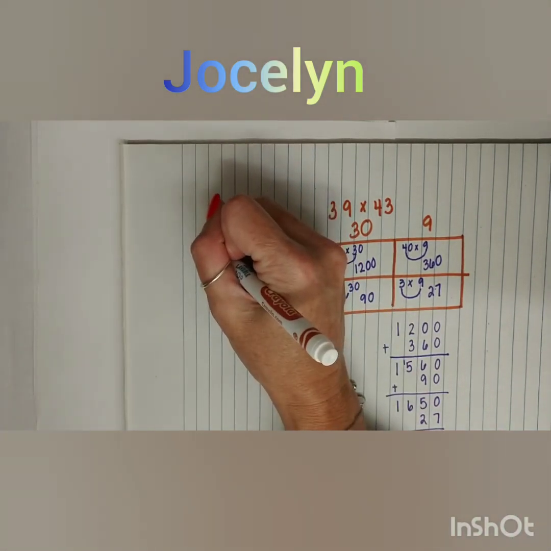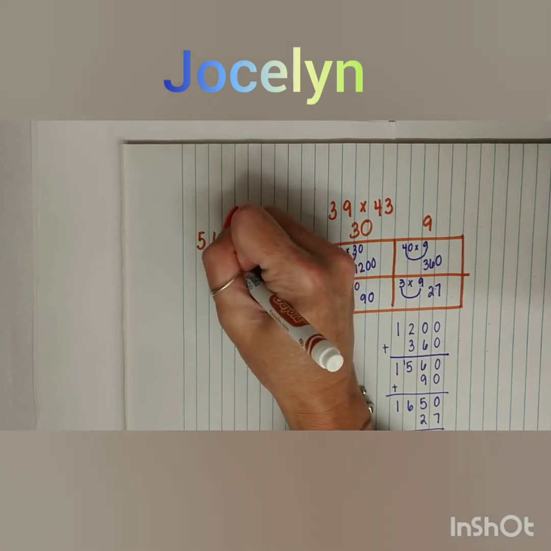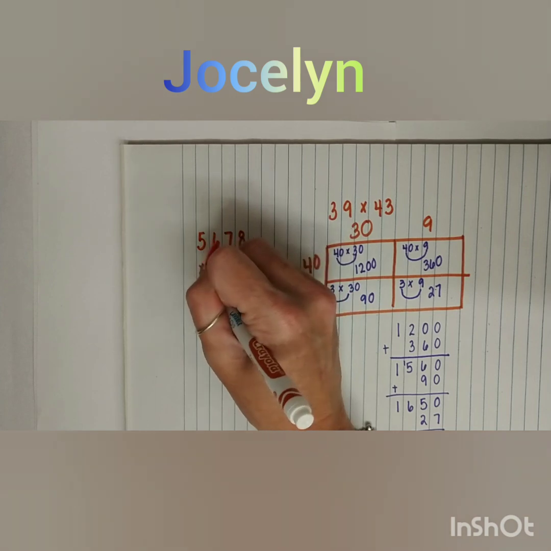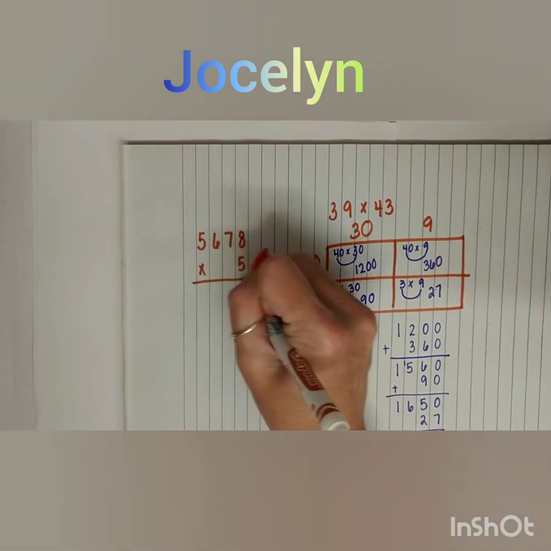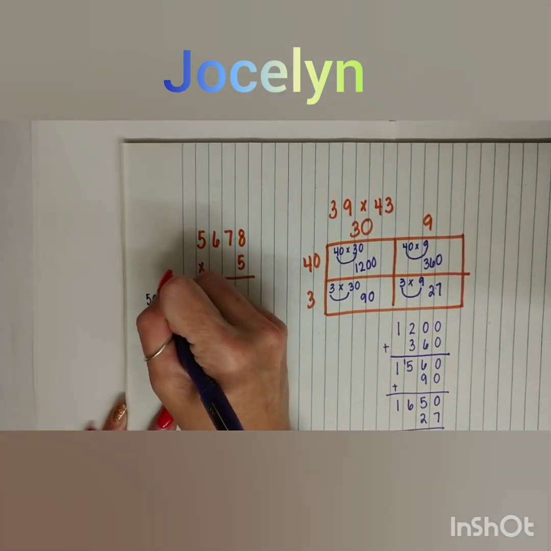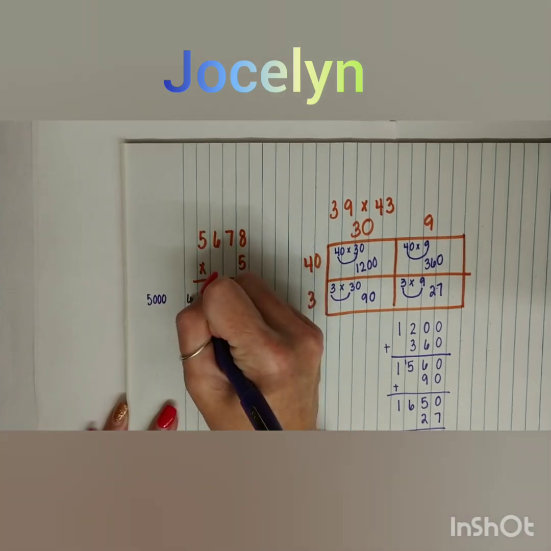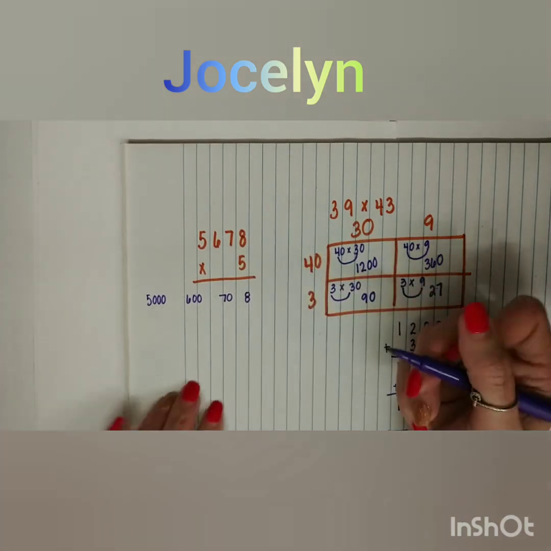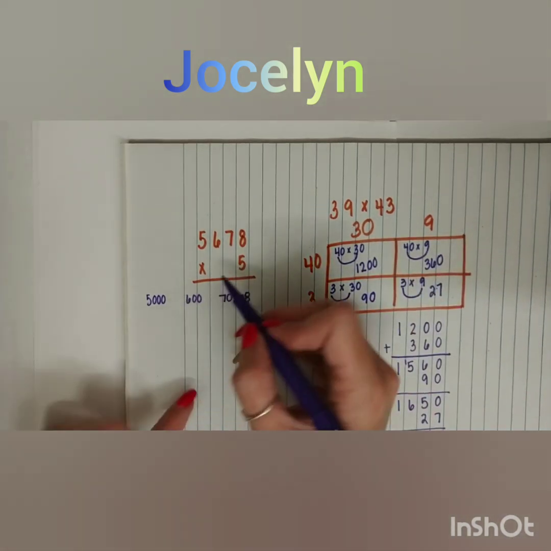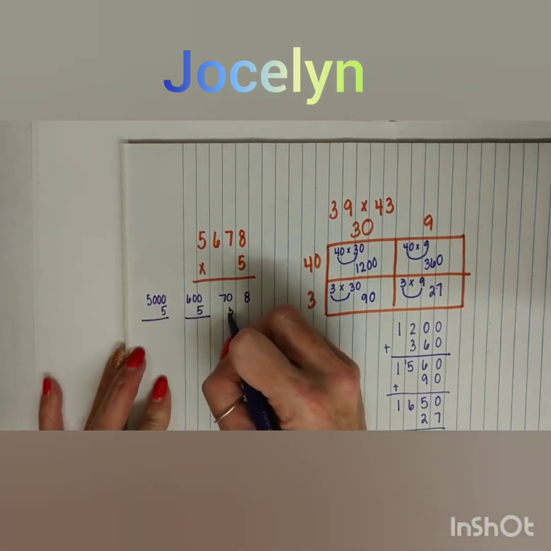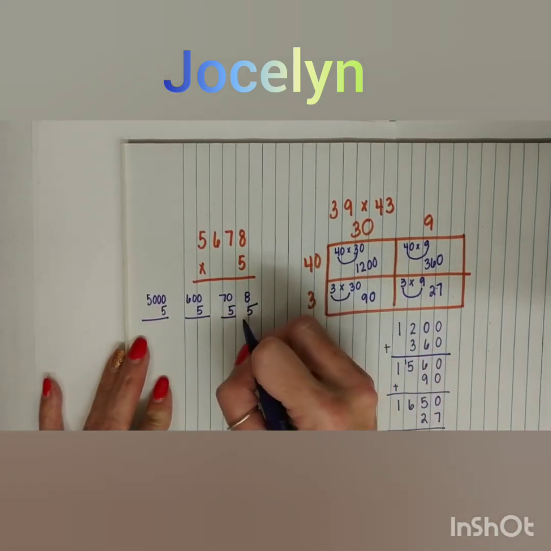So let's say we have 5,678 times 5. So what we're going to do here is we're going to break apart that bigger number into place value. So I have 5,678, and then I'm going to distribute my multiplier to each piece. So this is times 5, this is times 5, this is times 5, and this is times 5.